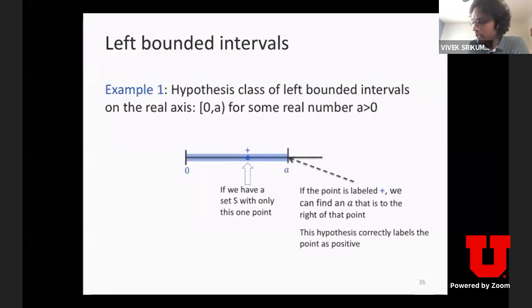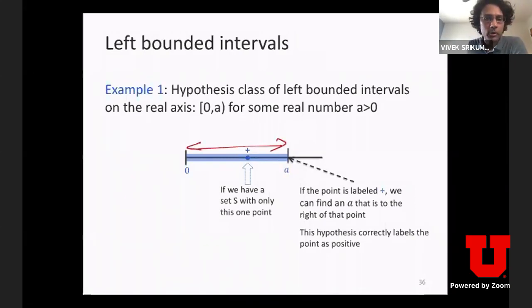In order to do that, we need to consider every possible labeling of that point. First, let's consider the case where the point is labeled as positive. If the point is labeled as positive, I can find an a that's just outside and contains this point, so a greater than whatever that point is. If you find that a, then this whole region is positive. In particular, that point is also positive. So this particular classifier defined by a correctly labels the point as positive.